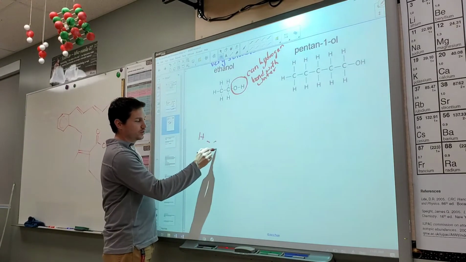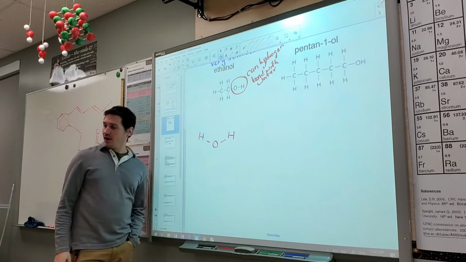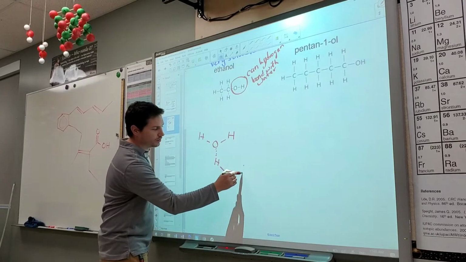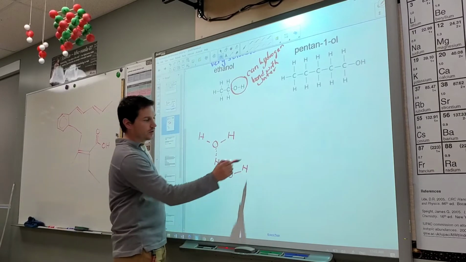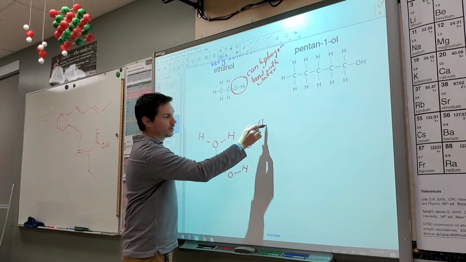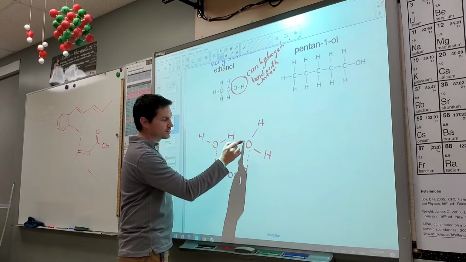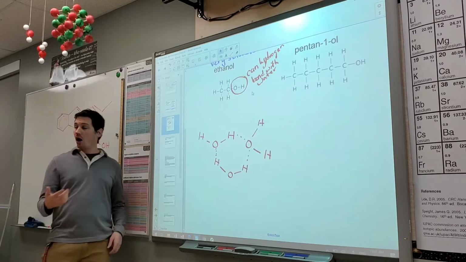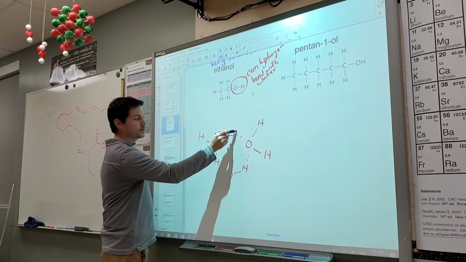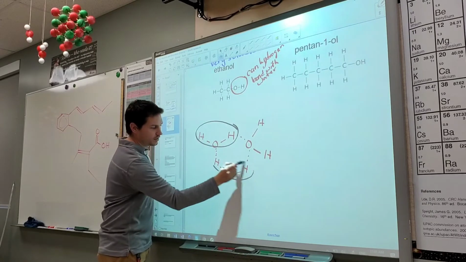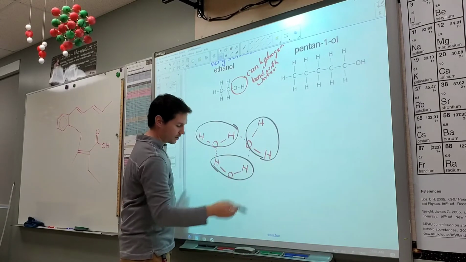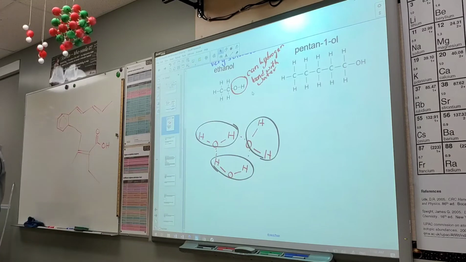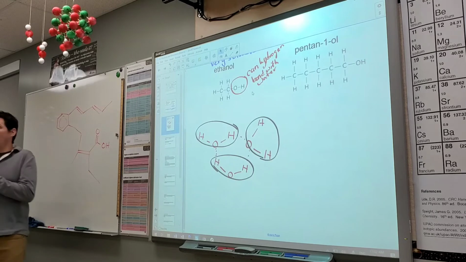HOH, and that can hydrogen bond to another HOH, which can hydrogen bond to other HOHs. So in here, we've got 3 molecules of water. Here's one molecule of water, here's another molecule, and here's another molecule. Now, these molecules of water are super attracted to each other because of this hydrogen bonding.